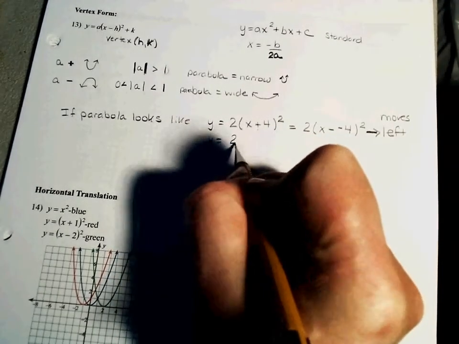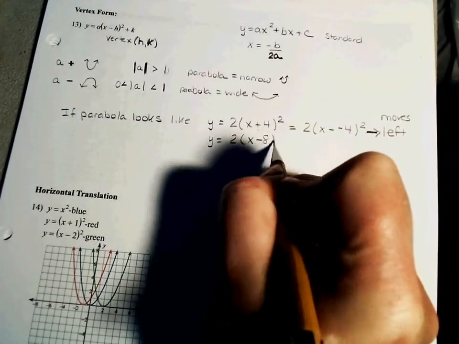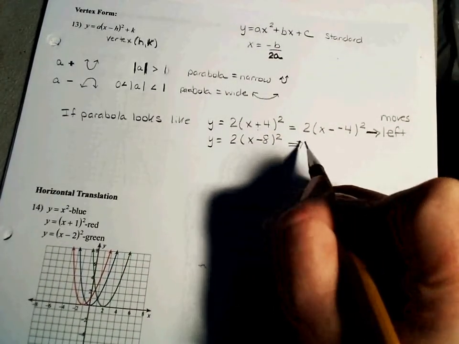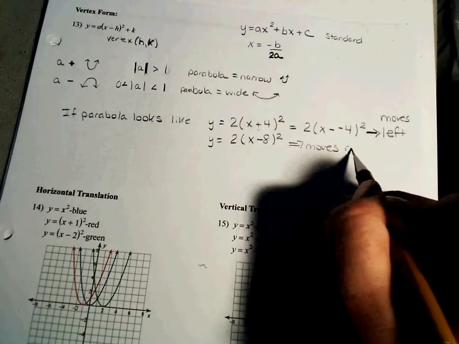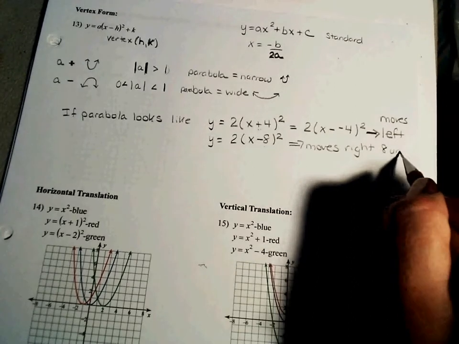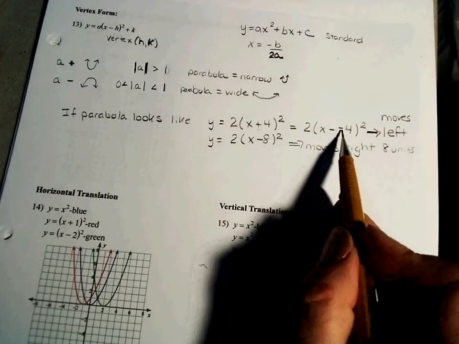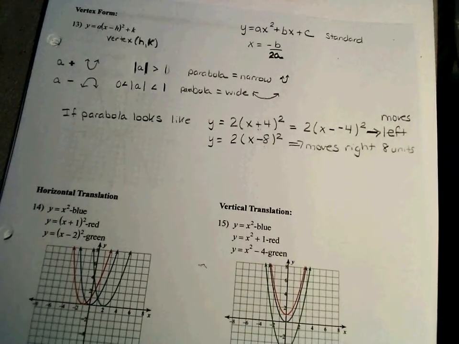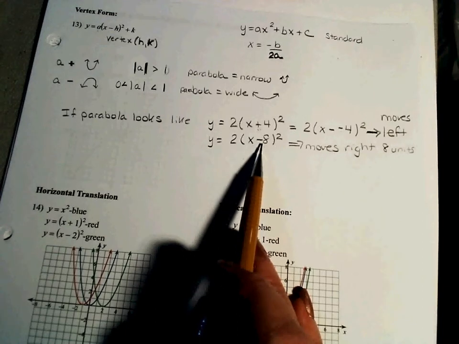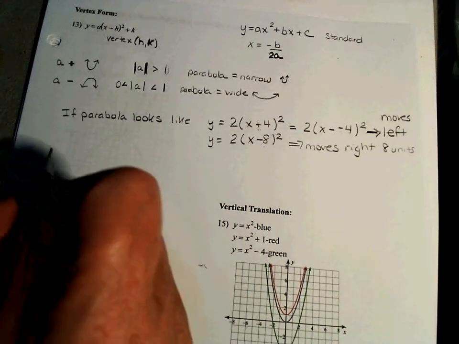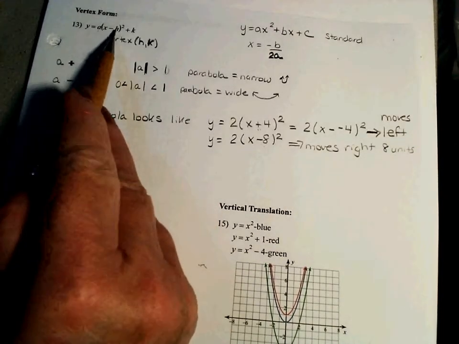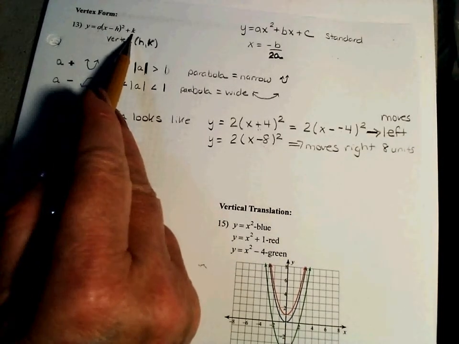If it looks like this, that's a minus. It actually moves it to the right. And it moves it to the right 8 spaces. This one would move it to the left 4 spaces. So if you see a positive, it moves it left. If you see a negative, it moves it right. It's kind of opposite what you think. Okay, now that tells us what the H does. Let's talk about what the K does.